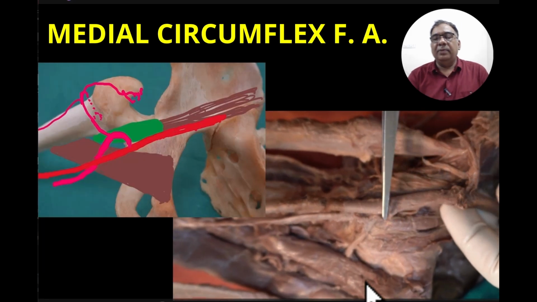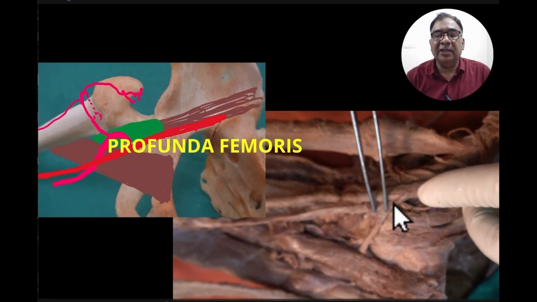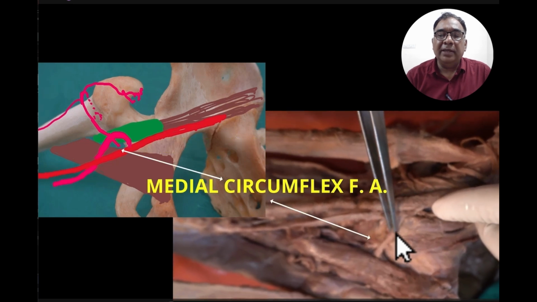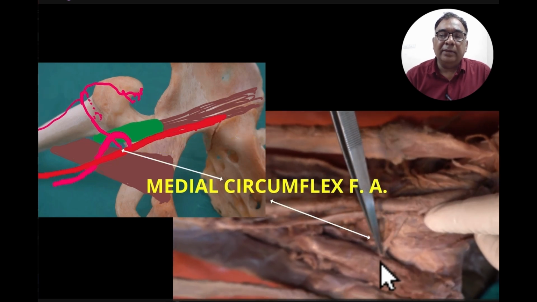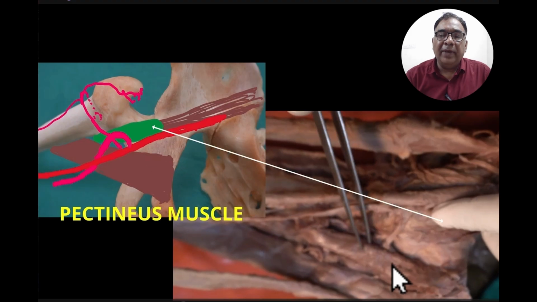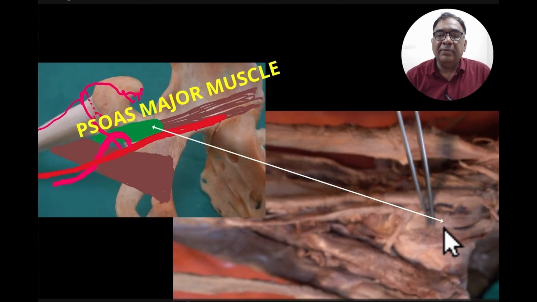Now medial circumflex femoral artery. Medial circumflex femoral artery arises from profunda femoris. Here it runs downward and passes between pectineus muscle and psoas major muscles.